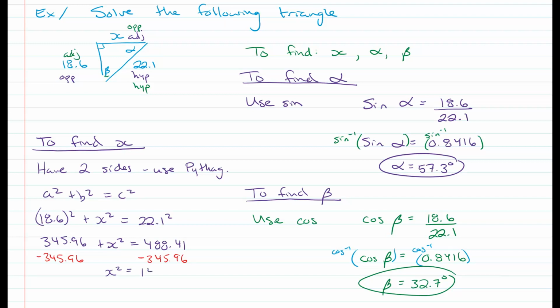And that gives me 142.45. Then I square root both sides. Remember, that's an x squared, and I want just x. So I have to square root. So x equals 11.9. So I used some trig ratios to find my angles. I used Pythagoras to find an unknown side.